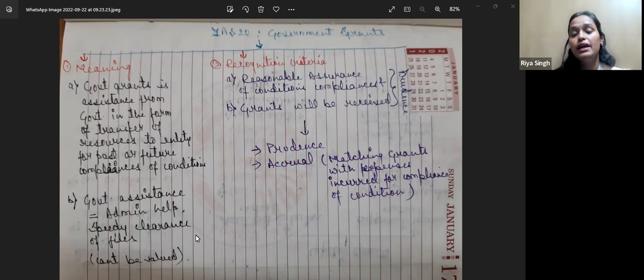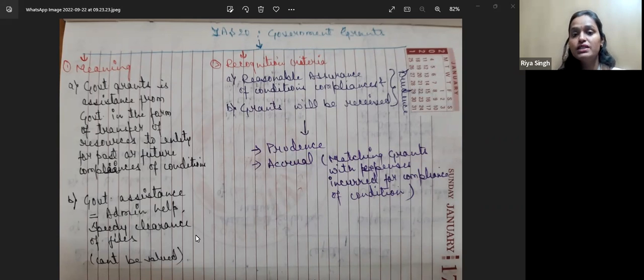Okay. Now the question is how we are going to show it in our balance sheet: whether it will impact our balance sheet only, or our statement of profit and loss account. The very first thing is how we are going to recognize it. Actually, it has two principles, that is prudence and accrual.